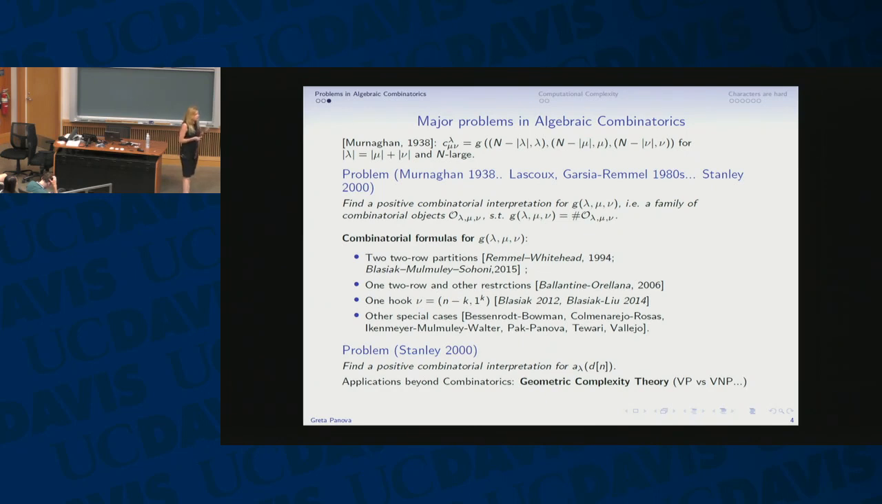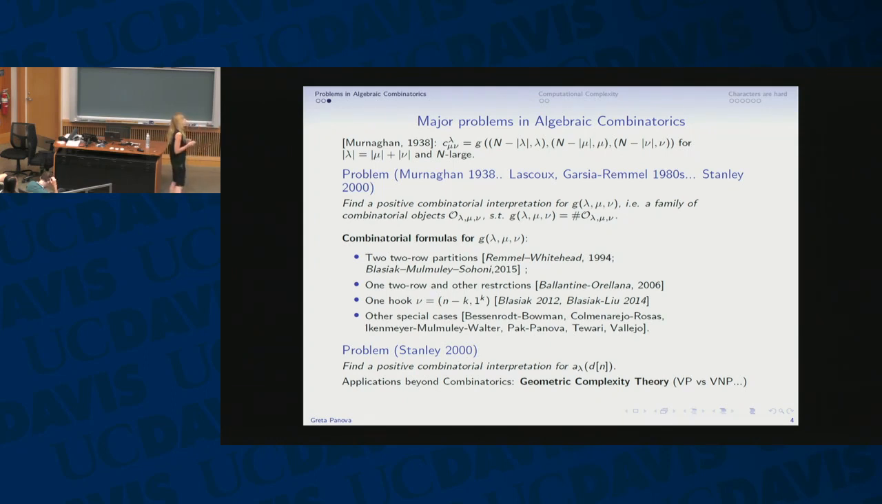And one of the reasons that we want to ask these questions, not just because they are natural questions to ask from a combinatorialist point of view, but also because these coefficients show up in another area of research, geometric complexity theory, which is trying to distinguish computational complexity classes. So somehow we are revolving around computational complexity, but let's look at it from another side.